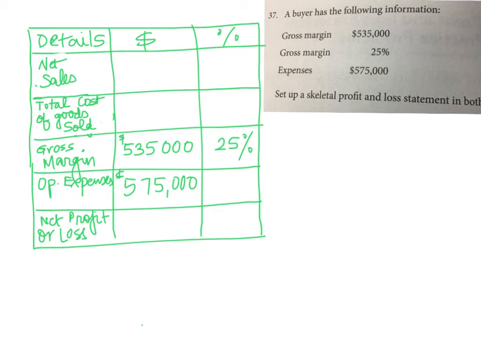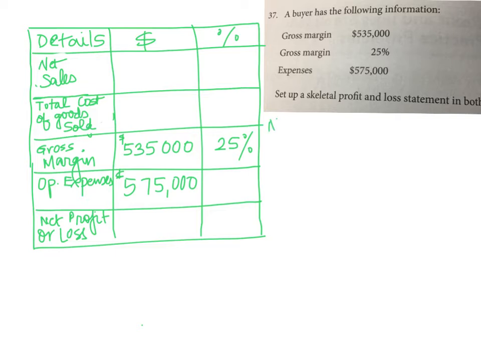This is question 37 from your textbook, page 38. In this question, gross margin percent and expenses are given, and the question is asking for a skeletal P&L statement. So in this case, again, gross margin and gross margin percentage are given.